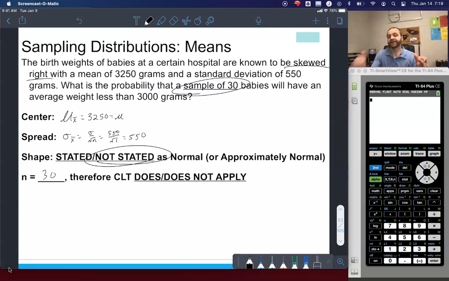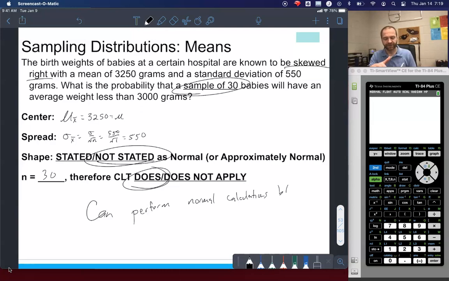Alright, so can I apply the central limit theorem here? Well, my sample size is at least 30, so it does apply. I can perform normal calculations in this situation because the sampling distribution of x bar is approximately normal. The population is right skewed, but that's good enough because my sample size is greater than or equal to 30, so I am going to be able to do this.